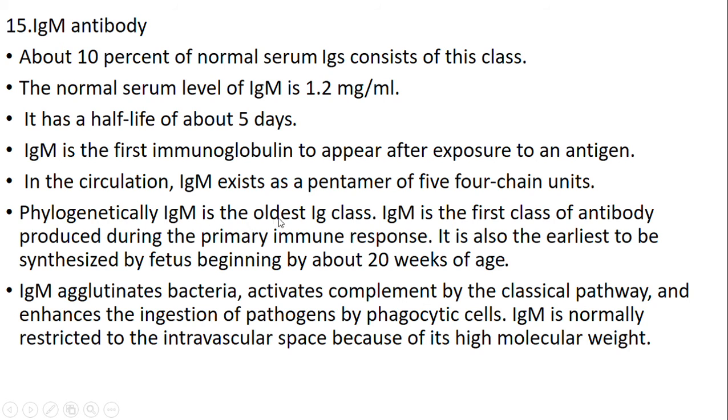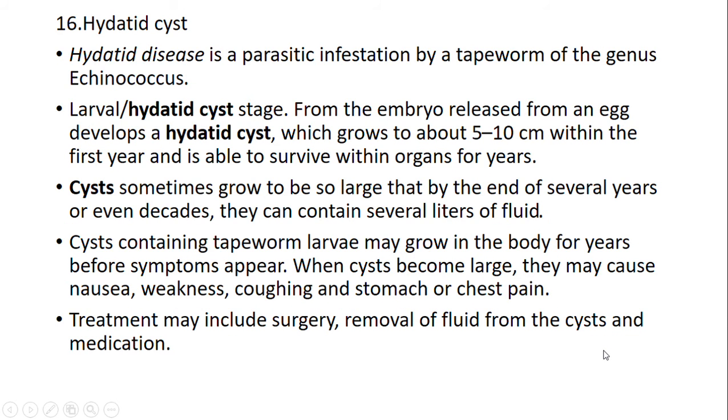Phylogenetically, IgM is the oldest of the Ig classes. IgM is the first class of antibody produced during the primary immune response. It is also the earliest to be synthesized by the fetus, beginning at the 20th week of age. IgM agglutinates bacteria, activates complement by the classical pathway and enhances the ingestion of pathogens by phagocytic cells. IgM is normally restricted to the intravascular space because of its high molecular weight.